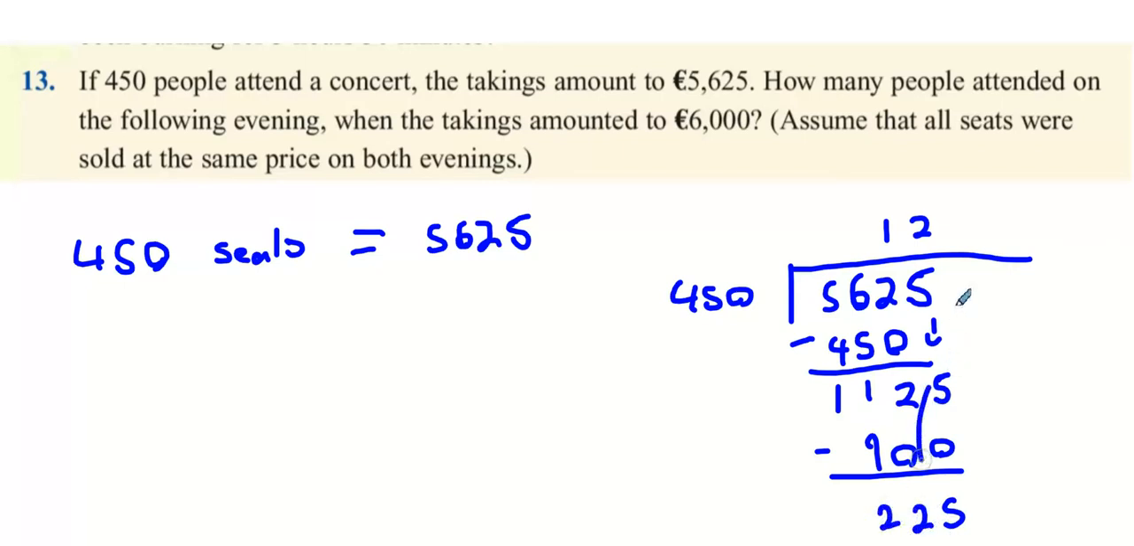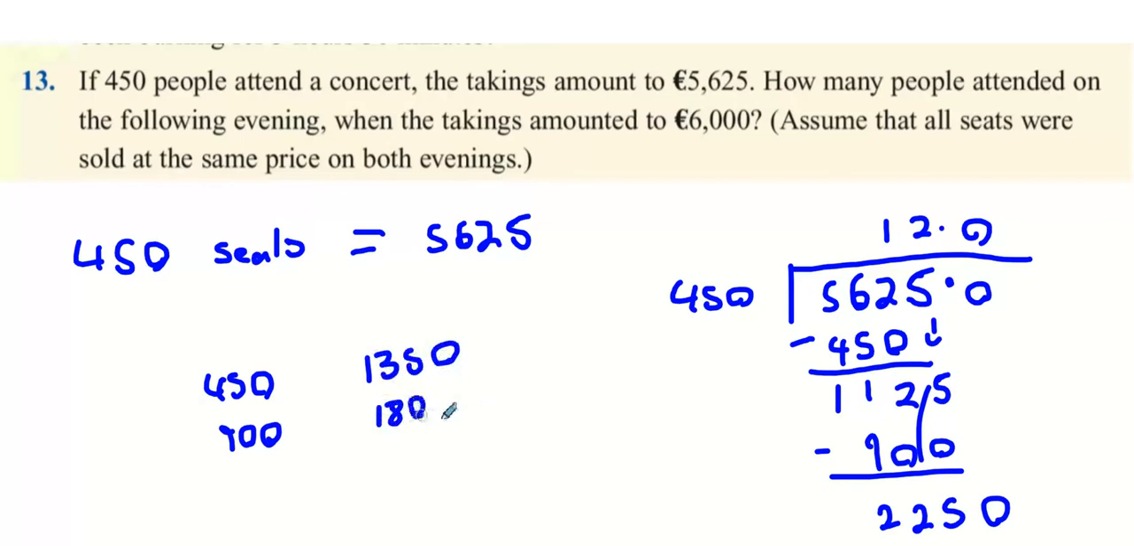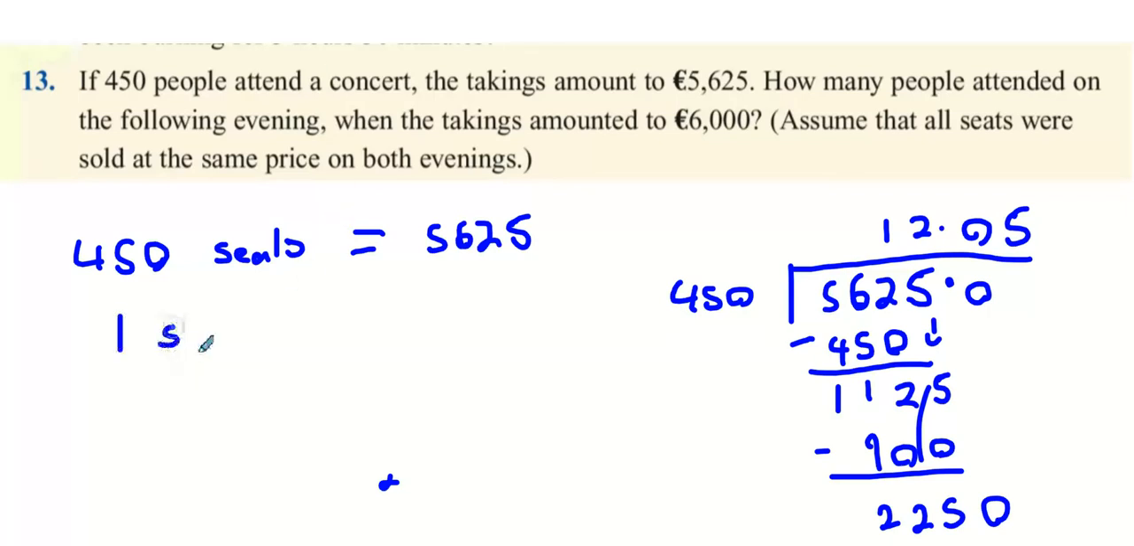Okay, now we're at decimals. We're at the decimal stage. So decimal here, decimal here. How many times does 450 go into 2,250? Well, you have 450, you have 900, that's twice. 1,350, that's 3 times. 1,800, that's 4 times, and then add on another 450, and then 2,250, so that would make it 5 times. So 1 seat is €12.05. Okay.